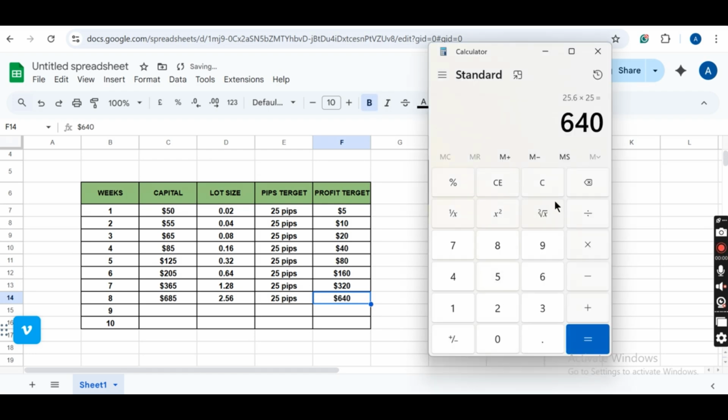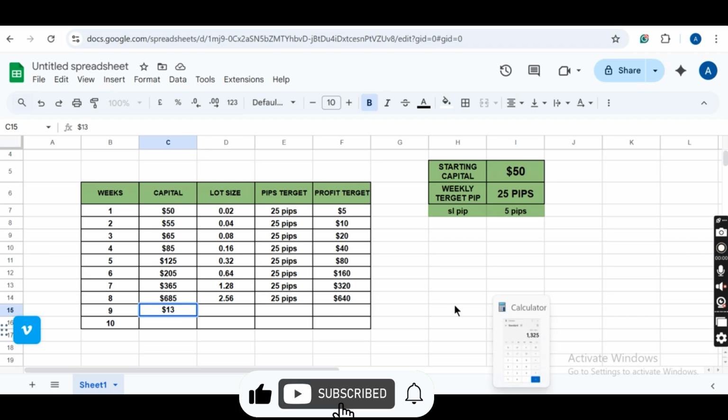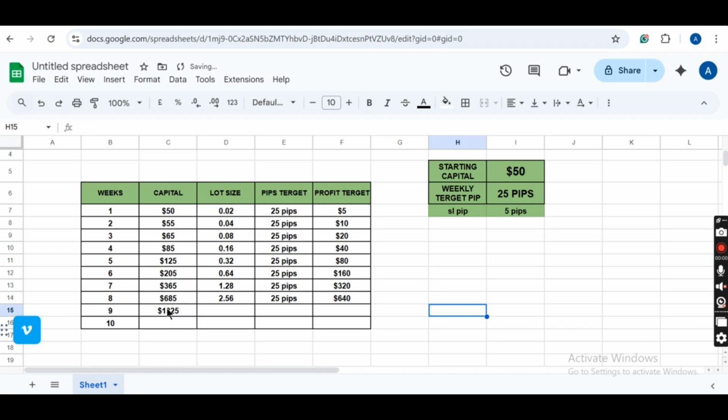So $640 profit if you made it on week 8, plus initial capital da muka fara week 8, which is 685. Then muka duba zamu ga on week 9, zai zama cewa we have $1,325 capital. So we have 1,325 as our capital for 1 week.